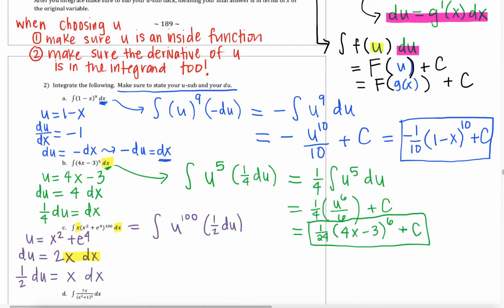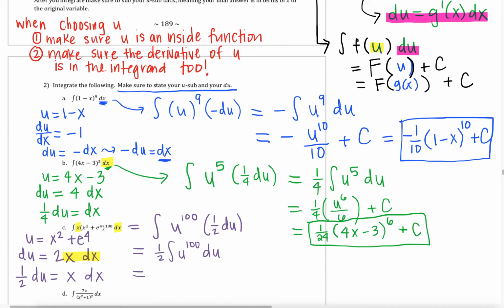From here we can replace that x dx with that 1/2 du. Just like we did in the last example, that scalar of 1/2, I'm going to take outside of the integral, and we get 1/2 times the integral of u to the 100th du. Now our u-substitution is complete because we've reset up this integral all in terms of u. Why don't you pause the video here and find your antiderivative, and then substitute back what u is equal to and get your final answer in terms of x.